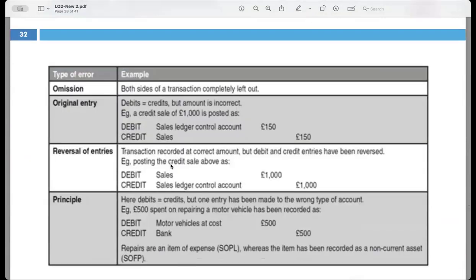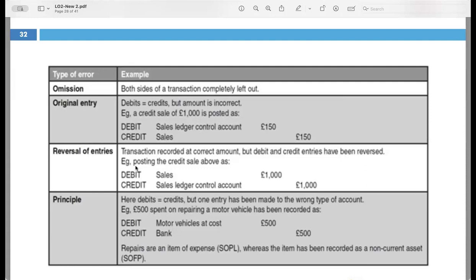So, errors in trial balance. There are different types of errors. Errors in the trial balance can occur due to various reasons, impacting the accuracy of financial statements and requiring correction before finalization. So, types of errors.